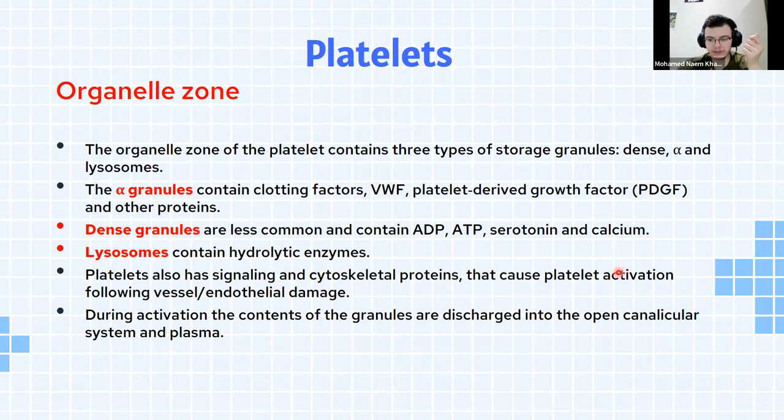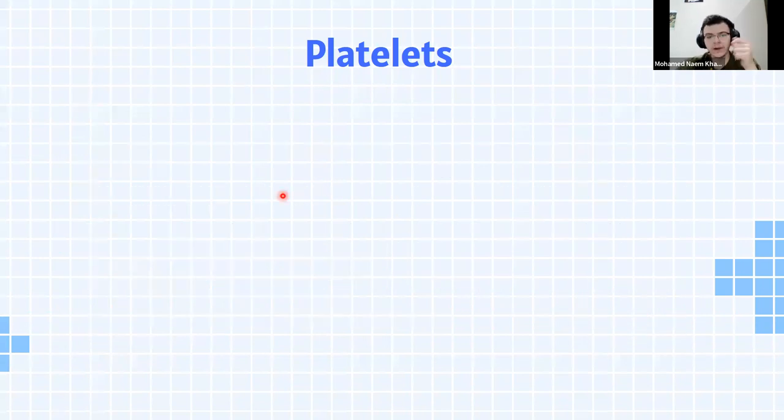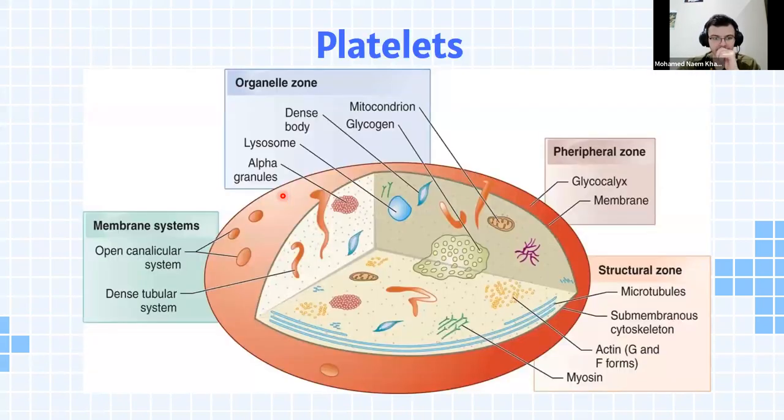The cytoskeleton proteins cause the platelet activation following vessel endothelial damage, the ones that we talked about, actin and myosin, all those. The granules are discharged into the open canalicular system. And that's something I forgot to mention. Okay, guys, let's go back to the platelet. See the platelet? We said that we have clotting factors here, right? And you have these cytoskeletons and everything.